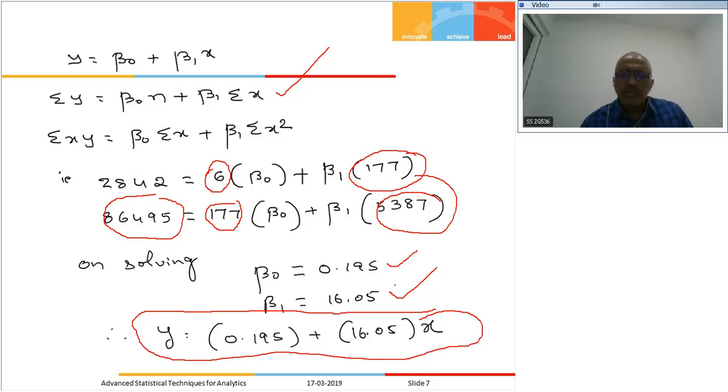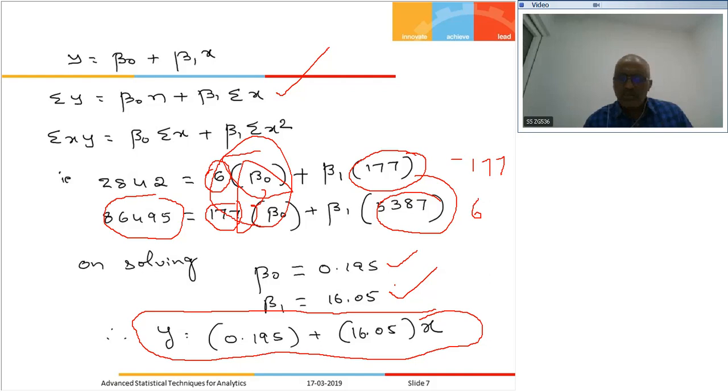The beta naught coefficients become the same. Right? So multiplying this by 177, right, throughout the complete equation, and multiplying this equation throughout by 6. Then what happens when we subtract here, because 6 into 177, 177 into 6, if we subtract, this gets cancelled, right? This goes. So then what we'll have is 177 into beta 1, 6 into 5387, both contain beta 1. From that, if we simplify this, we'll get the beta 1 value.